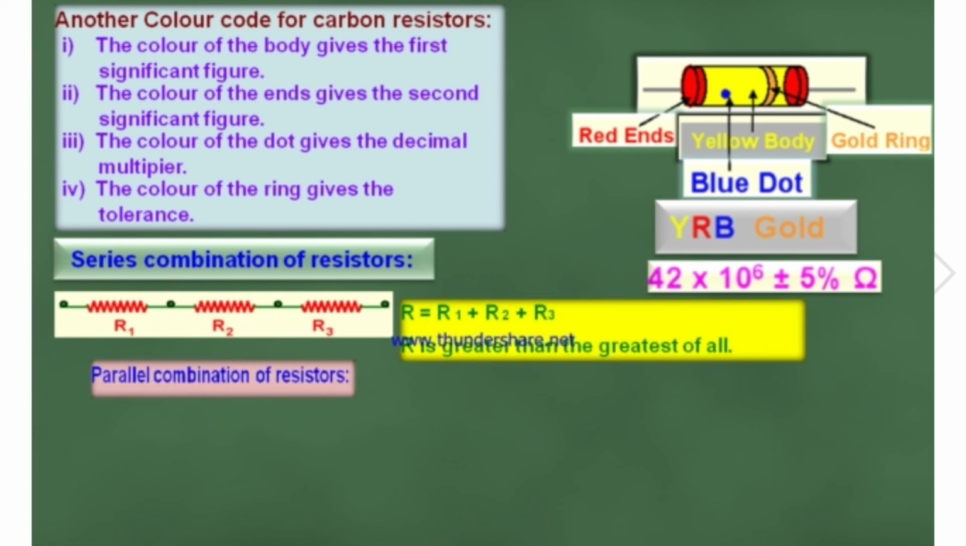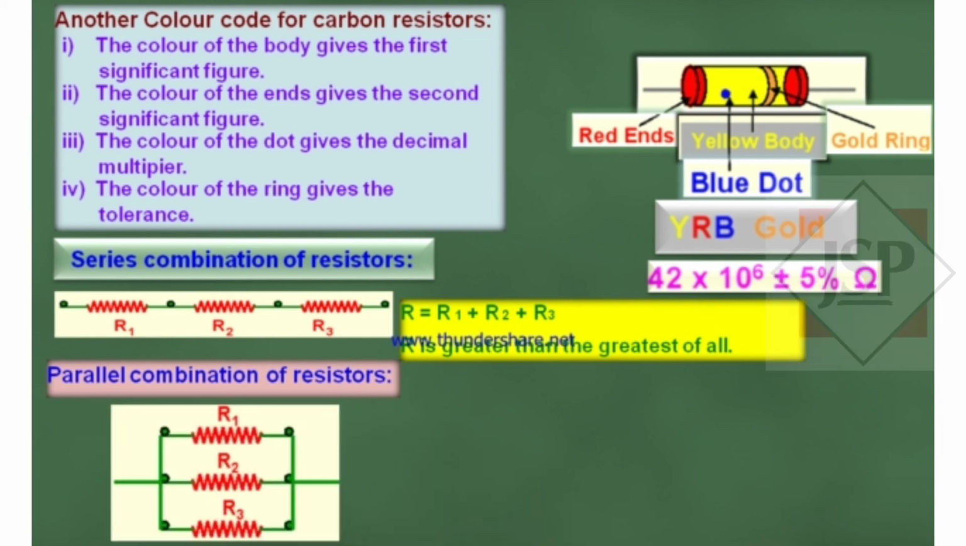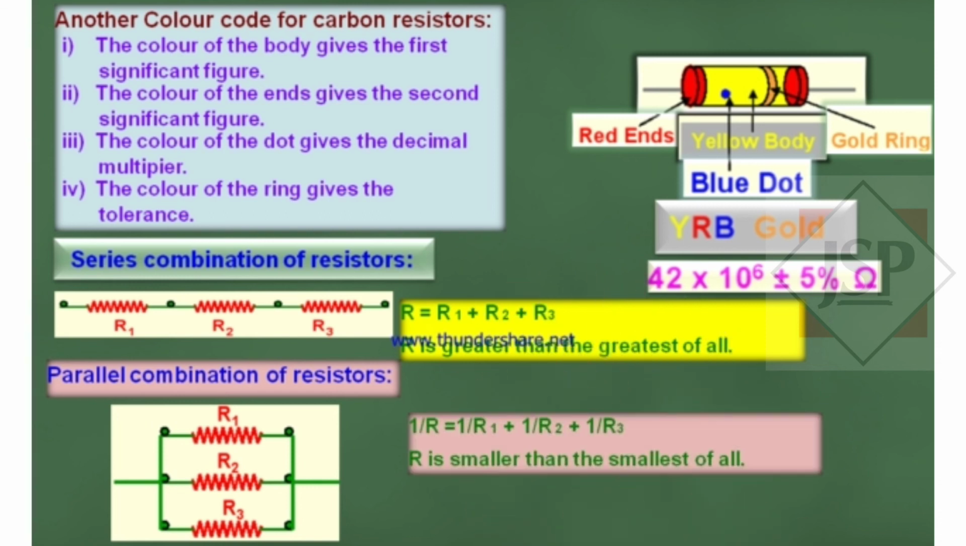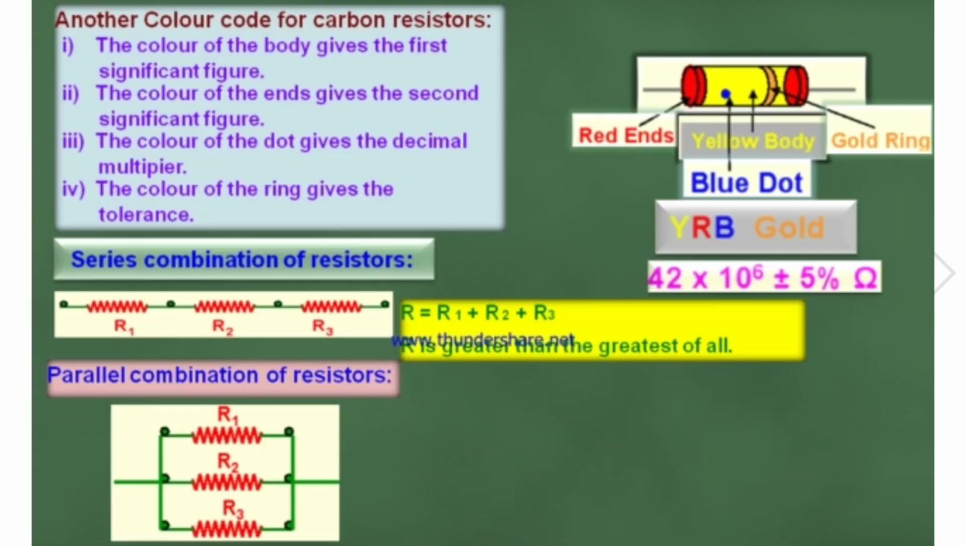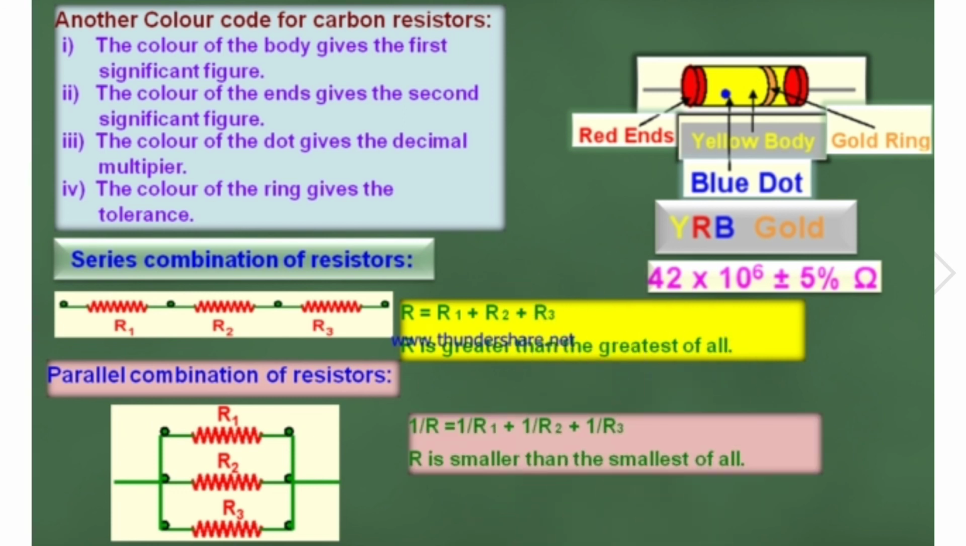Series combination of resistors, so that is R equal to R1 plus R2 plus R3. Parallel combination of resistors, that is the reciprocal of equivalent resistance equal to 1 by R1 plus 1 by R2 plus 1 by R3. I hope you people have understood.